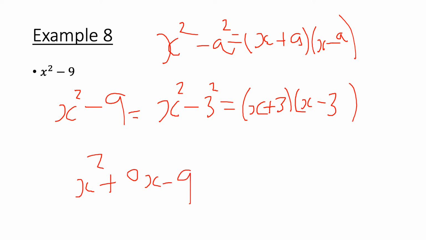When I expand this, I get x squared minus 3x plus 3x, which obviously cancels, minus 9. So minus 3x plus 3x becomes 0x. So that's why my answer looks like that. That's what I call the difference of two squares, guys.